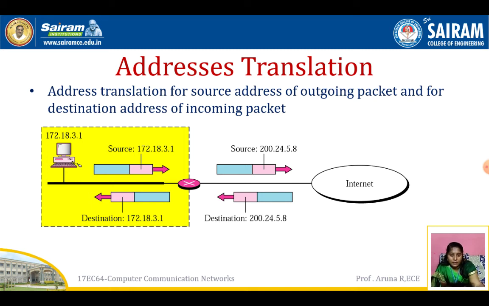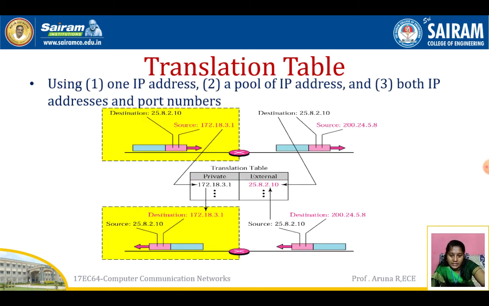Address translation of the source address of an outgoing packet and the destination address of an incoming packet. You can see that when it goes from private to outside, it gets converted, and from outside to inside, it also has a conversion. This is the task of network address translation. For translation, usually different procedures are used. One procedure is using one IP address. The second is a pool of IP addresses. The third is both IP address and port numbers. These are some of the methods by which your address can be converted.